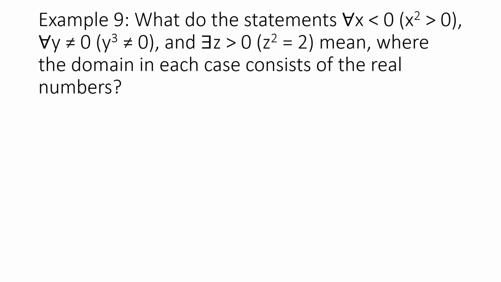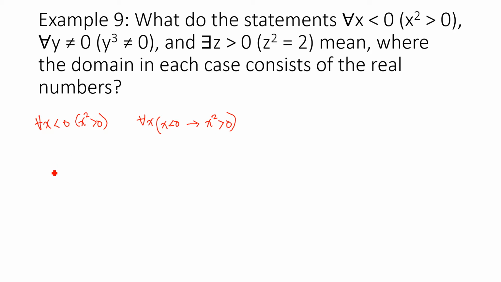Okay, the statement "for all x less than 0, x squared greater than 0" states that for every real number x with x less than 0, x squared is greater than 0. That is, it states the square of a negative real number is positive. This means that this statement is the same as "for all x, x less than 0 implies x squared greater than 0." Okay, so that's the answer.